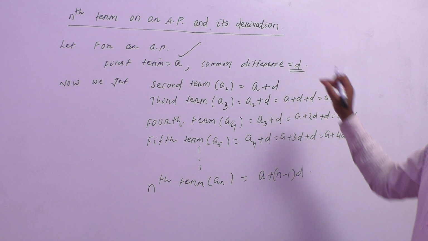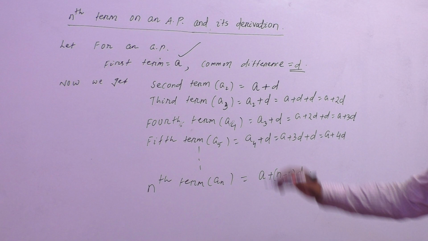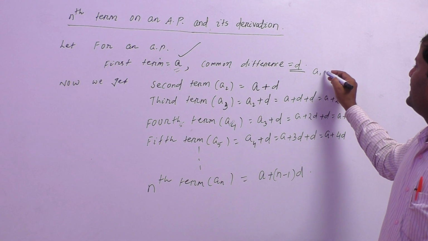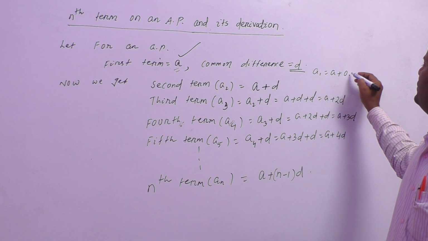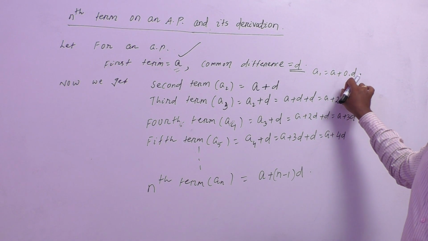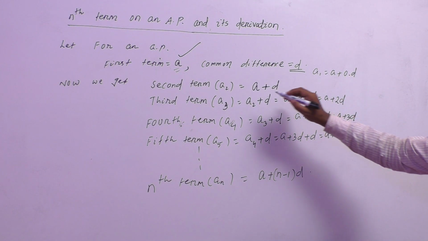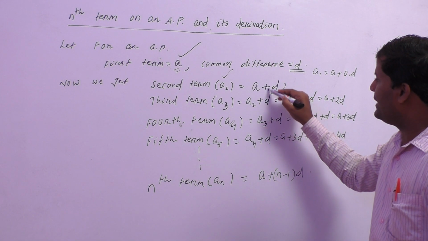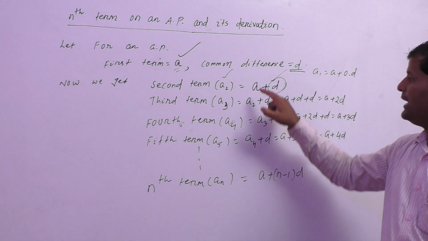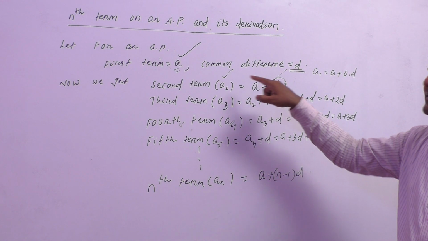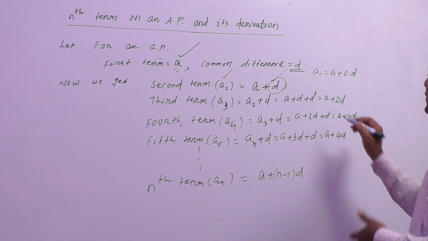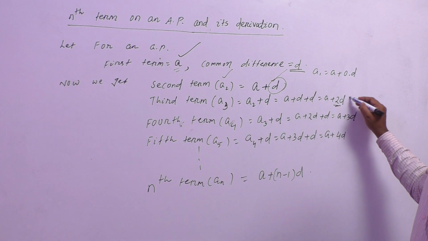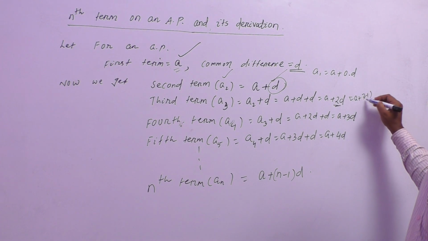How is it becoming? Just check minutely from the beginning. In the first term, there is no d term. First term, a1, is equal to a plus 1 minus 1 into d. In the second term, just check, we are multiplying 1 with the common difference, a plus 1 into d. In the third term, we are multiplying 2 with the common difference, which means a3 is equal to a plus 2d, that is a plus 3 minus 1 into d.